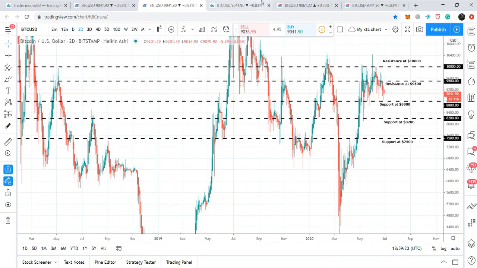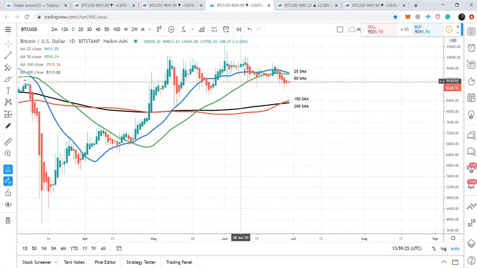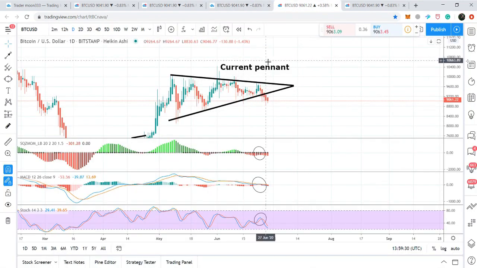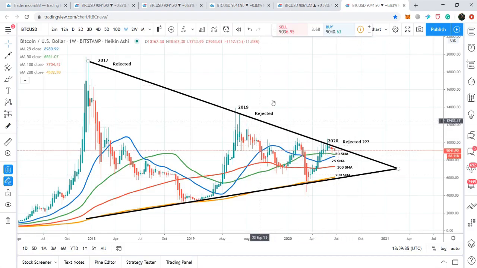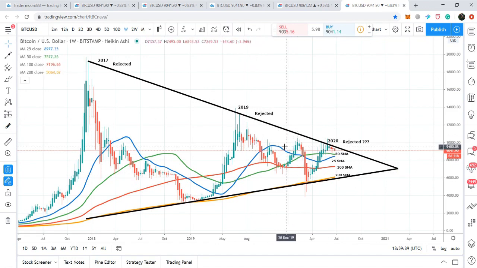This is the 2-day chart. And we will also watch the different simple moving averages on the daily chart, and this pattern that has finally been broken down. And at the end of this video, I will also recall this really very big symmetrical triangle that is formed on the weekly chart, a multi-year triangle that started in 2017.